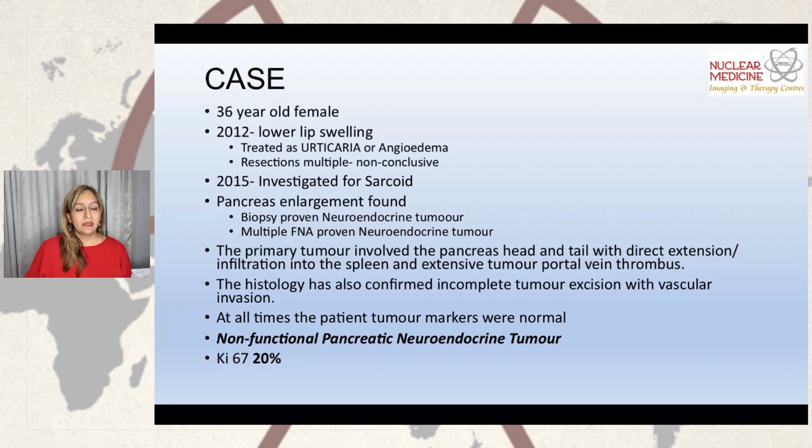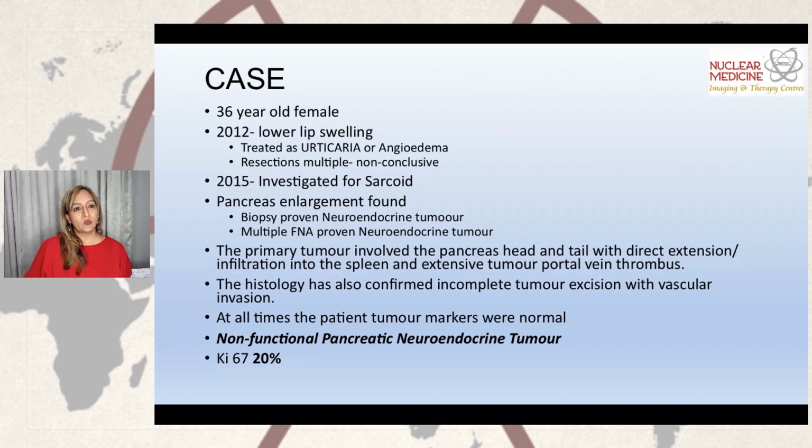The next case is a 36-year-old female who in 2012 presented with lower lip swelling. At that time, she was treated as an allergic reaction or angioedema. Multiple resections of the lip did not reveal anything convincing. In 2015, after this had progressed, she was investigated for sarcoid, and they found on ultrasound that the pancreas was enlarged. Multiple biopsies were taken, which confirmed a neuroendocrine tumor. At this time, however, the tumor had already extended into the spleen, with extensive tumor portal vein thrombus seen as well. The histology post-Whipple's procedure confirmed incomplete tumor excision with vascular invasion.